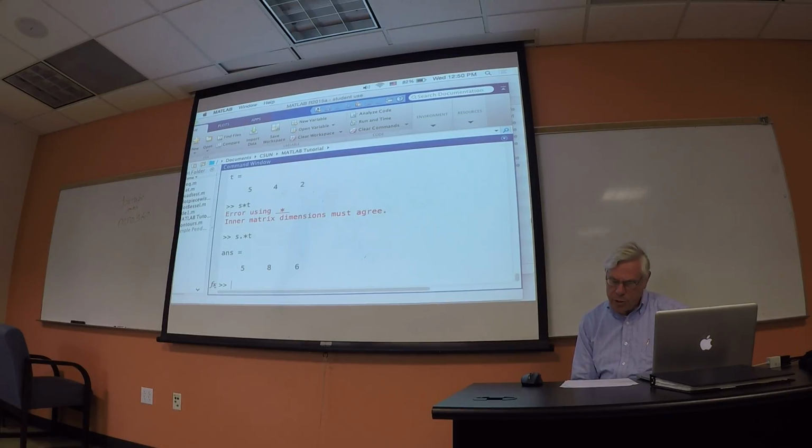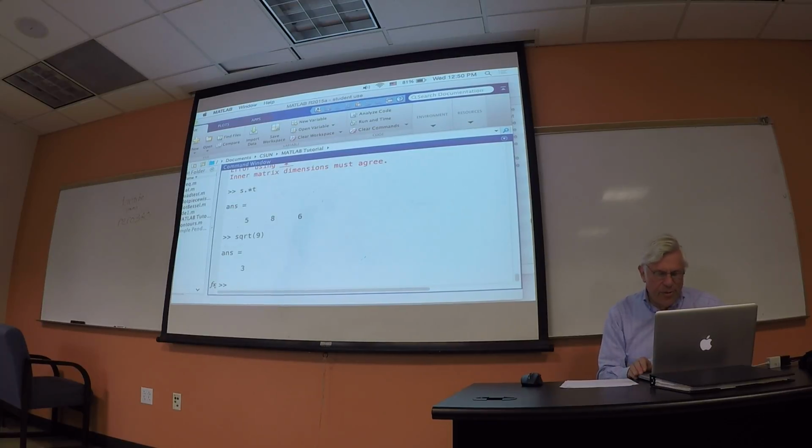Format I want to talk about: format short, format long. There are a lot of built-in functions in MATLAB. For example, square root of 9 is 3. Sines and cosines, I can take sine. Now, you have to be very careful. SIN in MATLAB is in radians. So suppose I want the sine of 30 degrees. I'd have to take basically pi over 6, right?